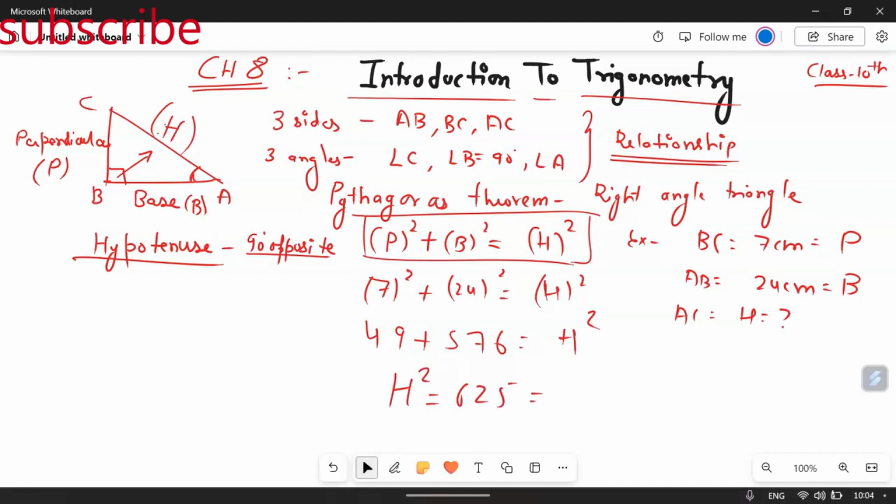So H square will become 625. That will be आप under root करोगे. Under root means you have to find that number जिसका square 625 आता है. So that is your 25 centimeter, which is higher than 7 as well as 24. So this comes out 25. Okay.